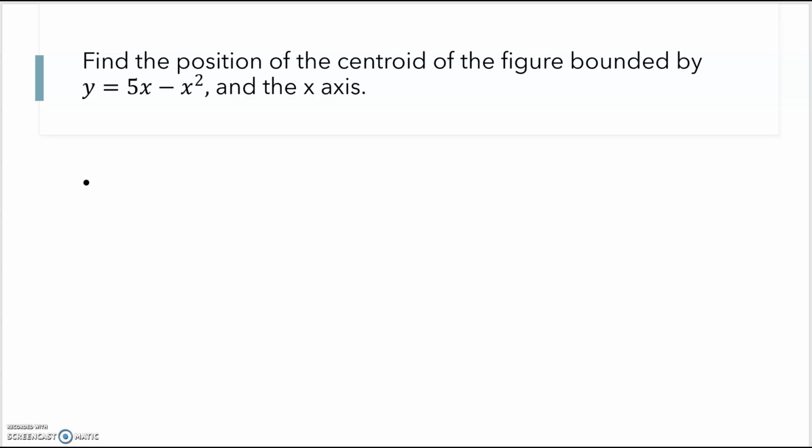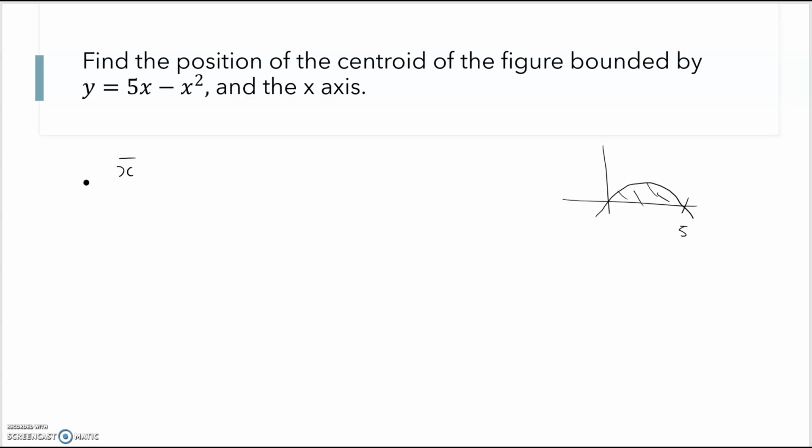Find the position of the centroid. You have the formula. It might have been an idea to give it a quick sketch. So 5x minus x squared is going to be like that. So it just gives you that, you're looking at that kind of area there.